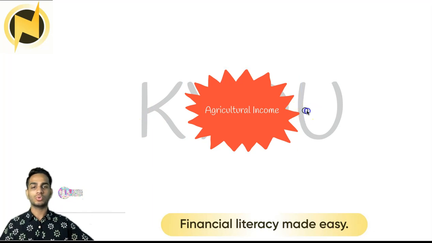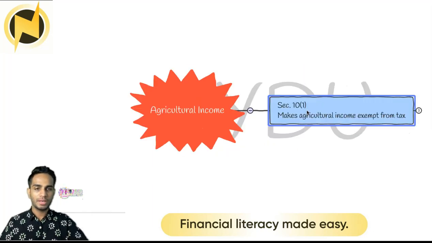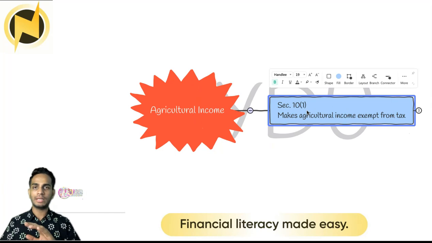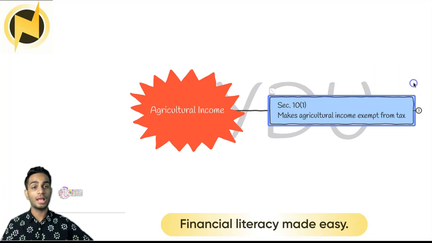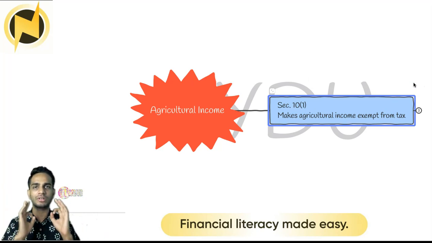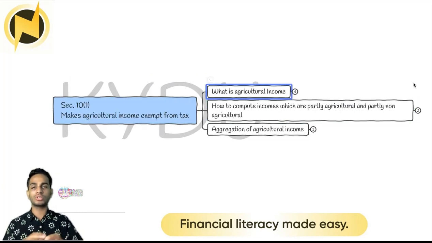Okay. So without further ado, let's start. The first part of the study will be coming across section 10.1. That is the section which tells us about what is agricultural income and how is it exempt from tax. Okay. So section 10, please do keep in mind, section 10 of Income Tax Act contains all, I repeat, all the exempted incomes. Section 10 is a section wherein every single exempted income is detailed. Alright. Now, afterwards, we go to the study of understanding what is agricultural income.